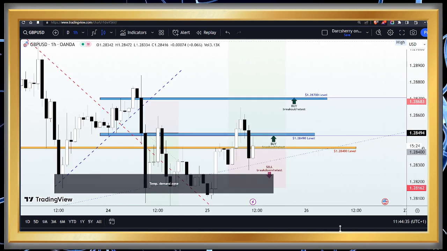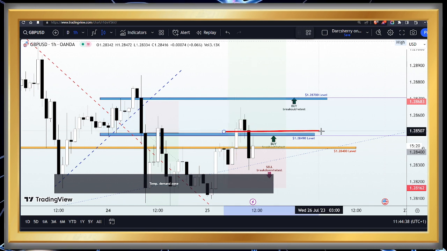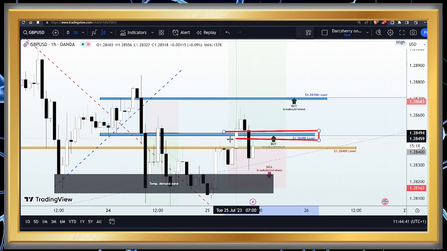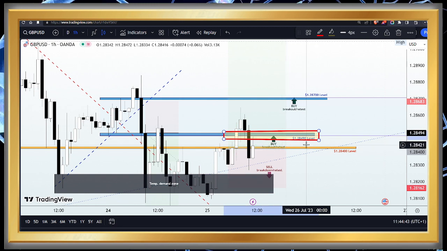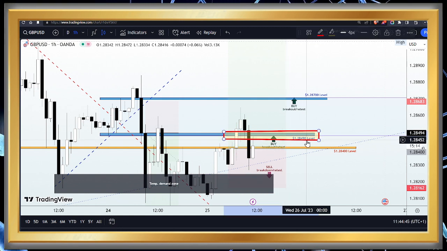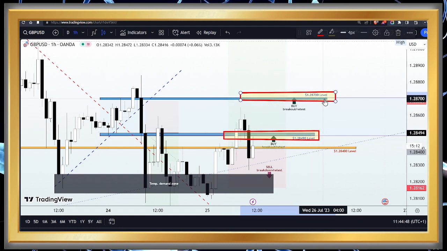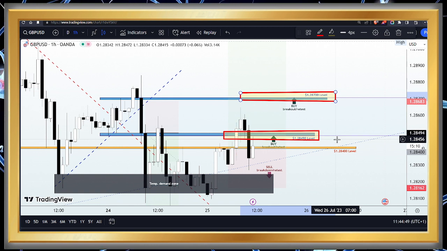And if price action continues to climb higher highs, then we have levels like the 1.28490 and of course the 1.28700 area, where we shall be looking out for opportunities to add more position to our existing trade, hereby maximizing the potential of that bullish move. So that is how I'm going to be managing my position here on the GBP USD for today.